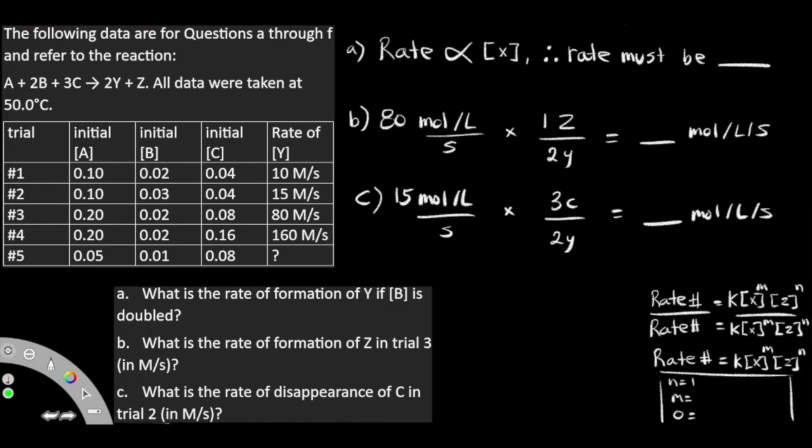Now let's look at A. Your reactant is going to be proportional to your rate. So if this is going to be doubled, proportional, this has to be doubled as well. So the answer would be doubled. Next, we have B. What is the formation of Z in trial number 3? Let's look for trial 3. Let's look for Z. We don't have Z. We only have rate of Y, but it's okay.